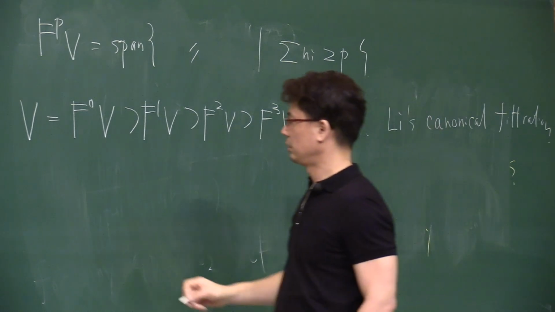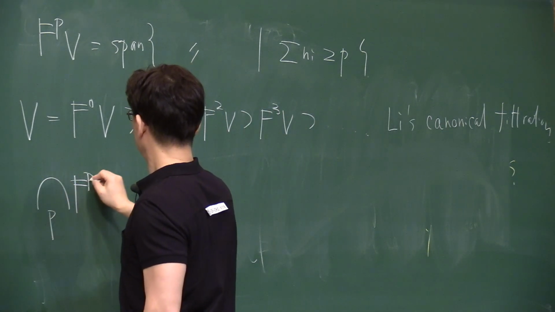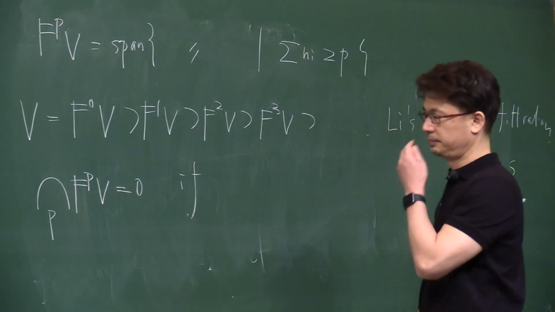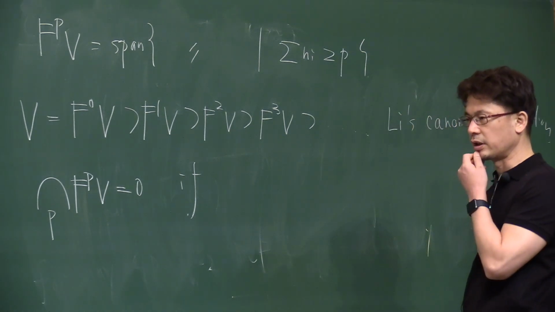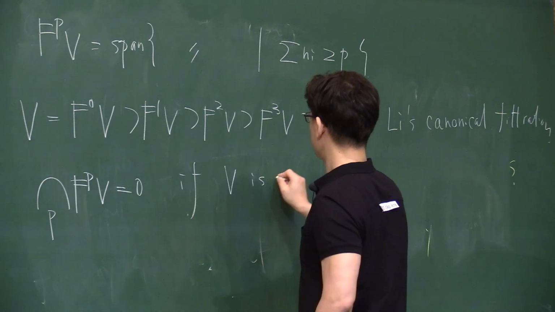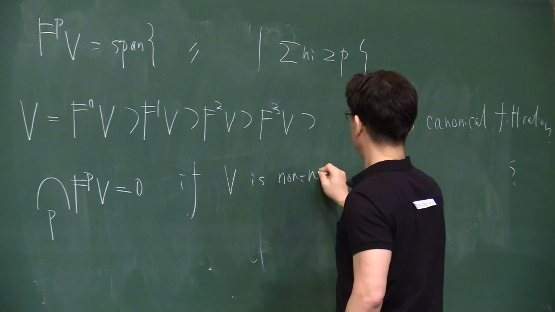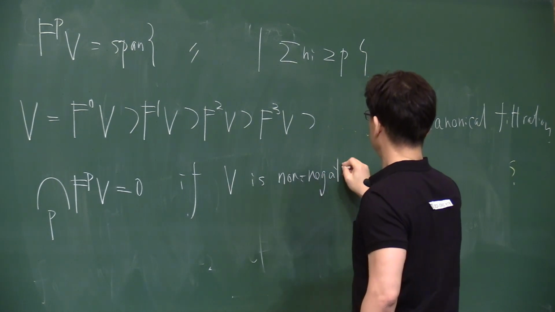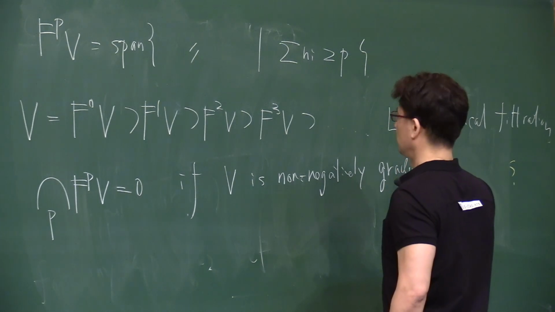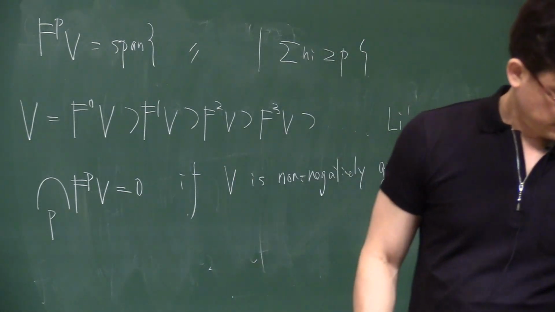And the intersection is zero in the cases we consider. Namely, if V is non-negatively graded.